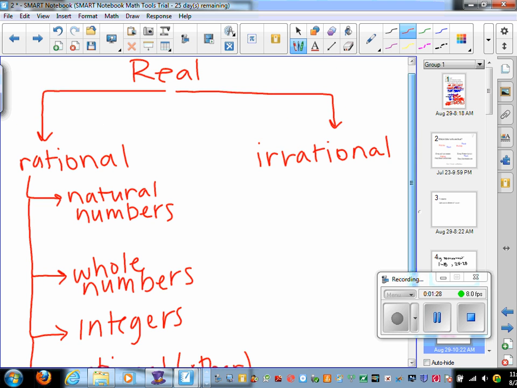Natural numbers, coming back up here, are your counting numbers. When you count things, you usually start with the number 1. Let's say you have some rocks, and you want to know how many rocks you have. You're not going to say I have 0 rocks, then 1, then 2. You're going to start with I have 1 rock. So natural numbers are numbers that start with 1, 2, 3, and go on.